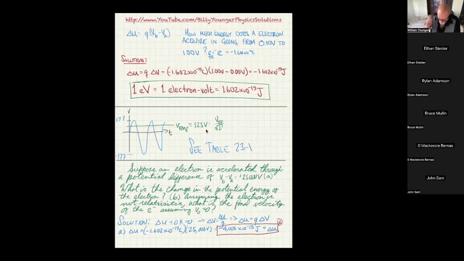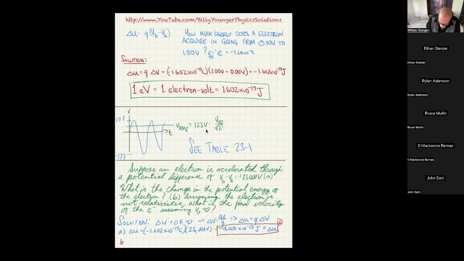Now what I want to do is assume that the change in potential energy is equal to a change in kinetic energy. Notice it went from 0 to 25,000 volts, so it actually went the direction it liked to have gone, and therefore it's going to do it on its own, and in fact is going to speed up.